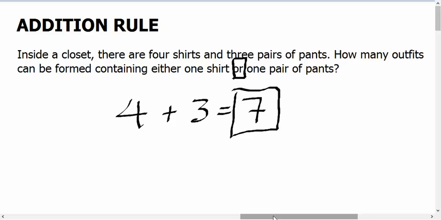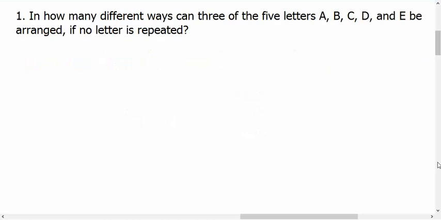All right, now that we've got that out of the way, let's go to an actual combinatorics question. So this is going to be question number 1 from the worksheet. So question number 1. In how many different ways can 3 of the 5 letters A, B, C, D, and E be arranged if no letter is repeated?